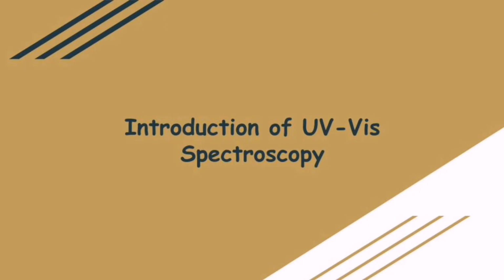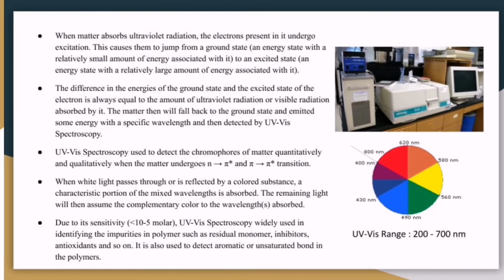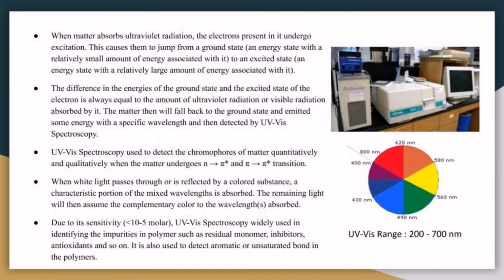The first one is the introduction of UV visible spectroscopy. The principle of UV visible spectroscopy is based on the absorption of UV light or visible light by chemical compounds, which results in the production of distinct spectra. Spectroscopy is based on the interaction between light and matter. When the matter absorbs the light, it undergoes excitation and de-excitation, resulting in the production of a spectrum.